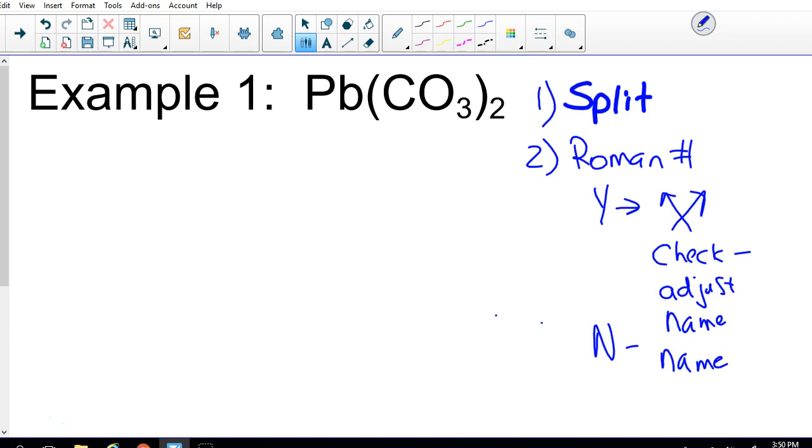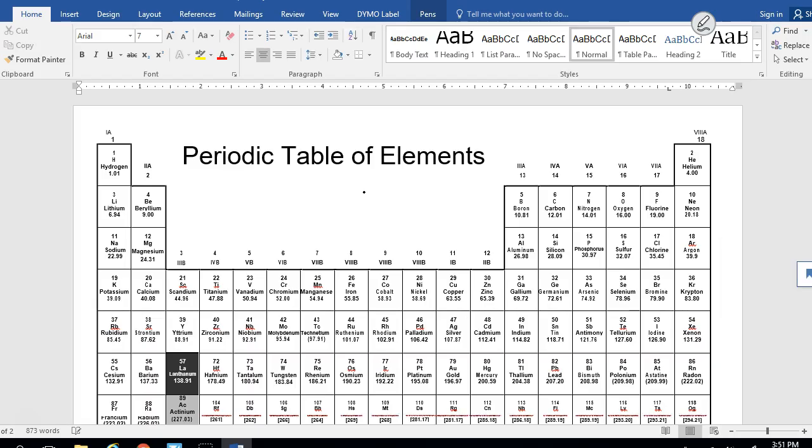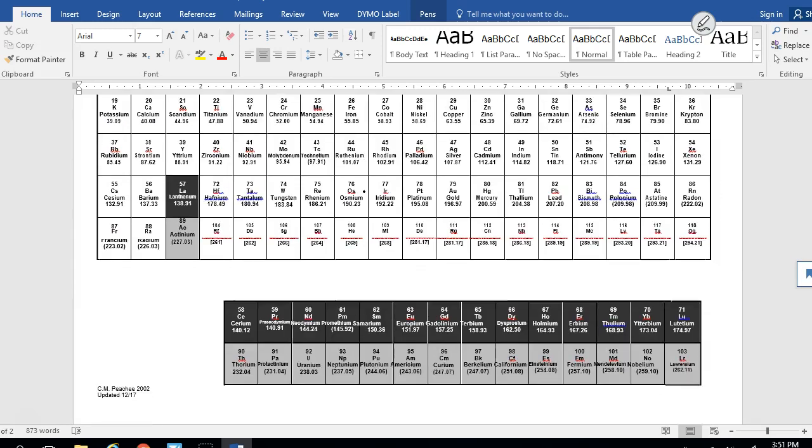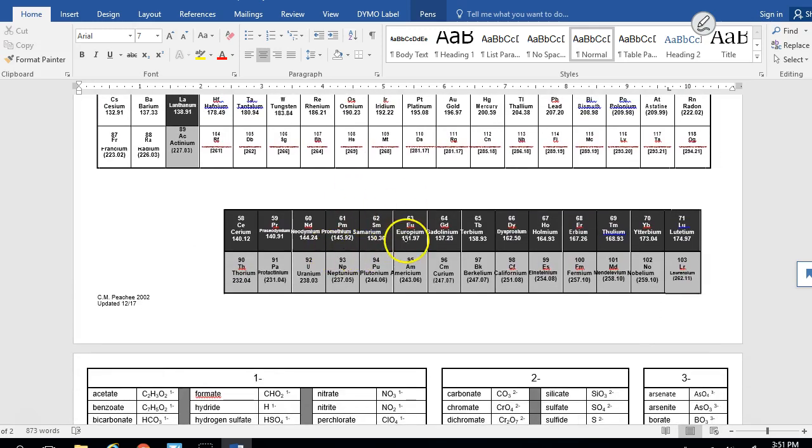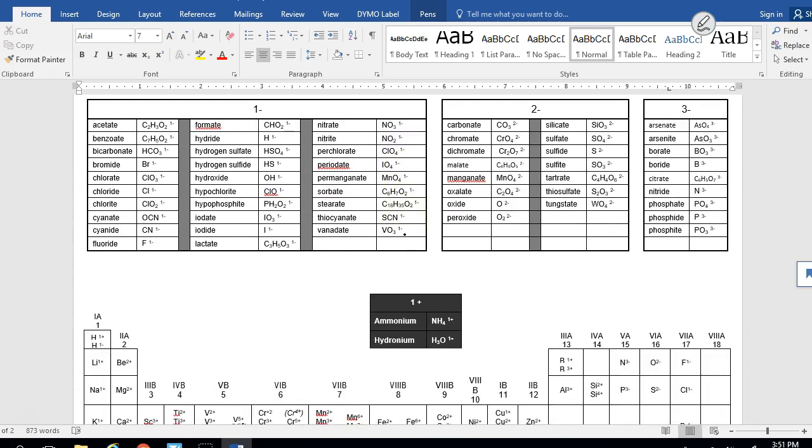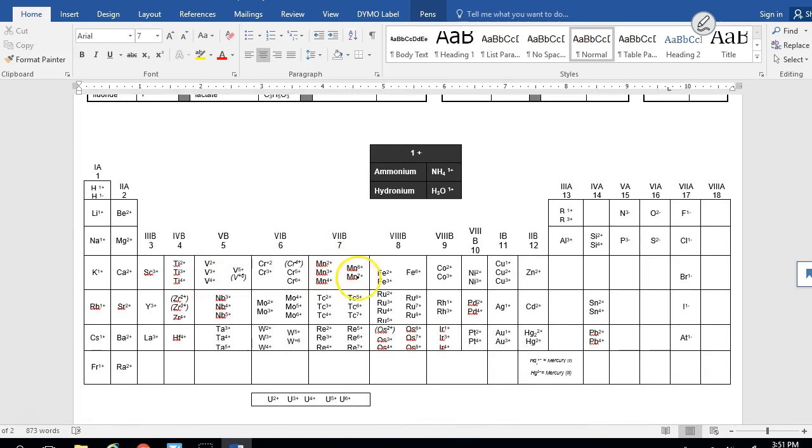Okay, so you know it has a roommate for the following reason. Let me pause for a moment and I'll come back. You should have a copy of this periodic table in your packet. You know it needs a roommate if you go to the ion sheet. These are all your anions. These guys here all have roommates. Let me circle it.